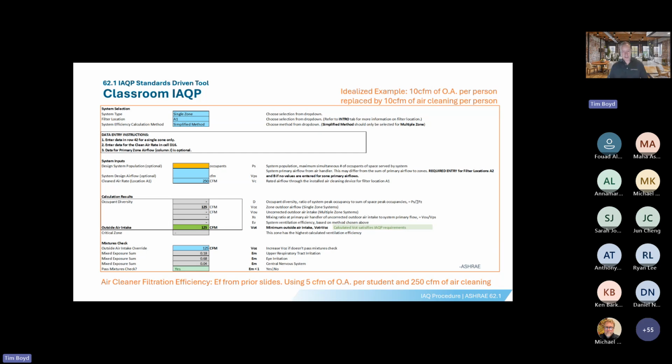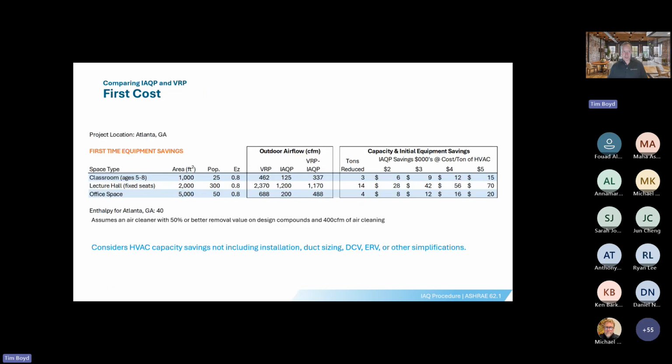And what you'll notice is that 5 CFM a person and a 250 CFM air cleaner for that 1,000 square foot classroom with 25 kids in it passes. And notice on the bottom, the mixtures test gives you those fractions that I talked about. As long as they're less than 1, you pass. That's huge. Think about it. So let's talk about what the value of this is.